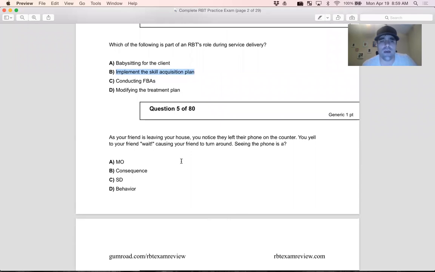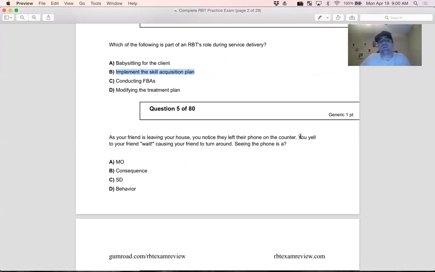Question 5. As your friend is leaving your house, you notice they left their phone on the counter. You yell to your friend, wait, causing your friend to turn around. Seeing the phone is a what? This is a great question, hard question, okay? This would be one of the harder questions on the exam, okay? So, what is happening? Friend leaves the house, okay? They're leaving, okay? They're visiting, gone. Only when you see the phone do you yell, wait, causing your friend to turn around.